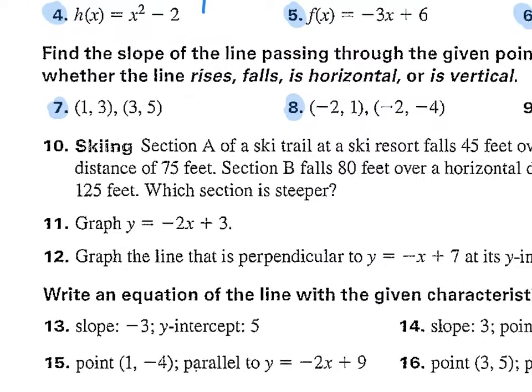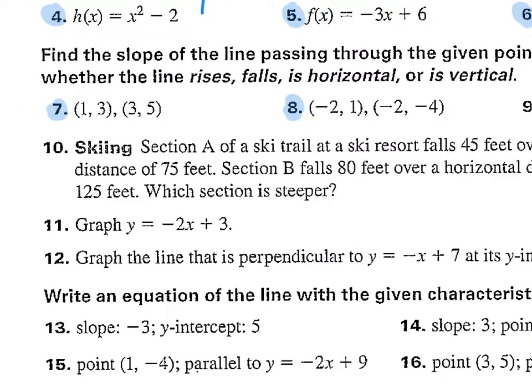Okay. If it rises, it's going to look like this. It's going to be something positive, like 3/4. If it falls, it's going to be something negative, like -2/3. If it's horizontal, it's going to be something like 0/4. And if it's vertical, your slope is going to be like 4/0, with 0 on the bottom.